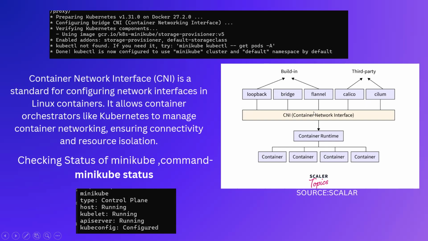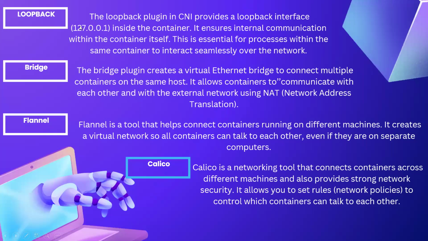And the CNI, with the help of the container runtime, manages both the outside portion and the inside portion. So the CNI plus the container runtime basically connects containers to a particular network on which all these things are running. So we are moving forward. What is loopback? Loopback is a plugin in CNI that provides a loopback interface inside a container. So it basically provides an IP inside that container. It ensures internal communication within the container itself.